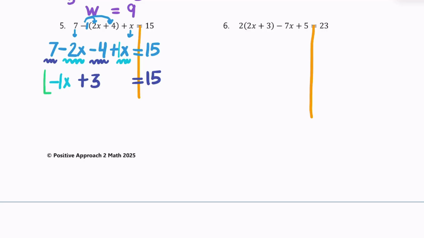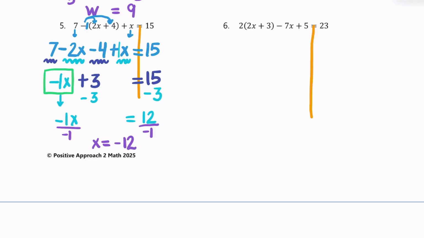So now I'm going to put that negative 1x in a box, okay? And to get that box by itself, the opposite of plus 3 is to subtract 3. And if I subtract 3 on the left, I need to subtract 3 on the right. I bring my box down. 15 minus 3 will give me 12. And then I'm going to divide both sides by that negative 1. That's negative 1 times x. So to undo that multiplication, I need to divide both sides, which is going to leave me with x equals negative 12.